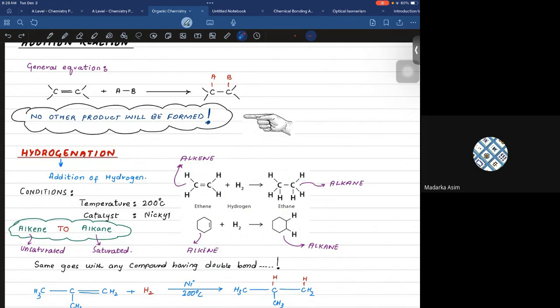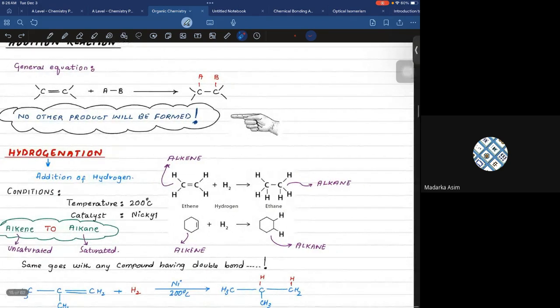But again, I am saying that high temperature is required. Also, you are supposed to add catalyst. Then this reaction would be giving you the product that is alkane. If you are taking ethene as a reactant, as a product you would be getting ethane, propene to propane, butene to butane, pentene to pentane, hexene to hexane.